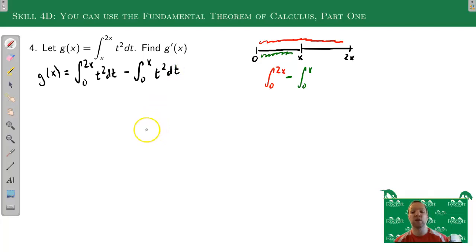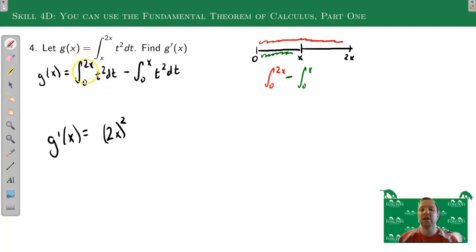All right, so I haven't done the derivative yet. I've just rewritten it so that both of these integrals start at a number. And now I can take the derivative, g prime of x. This first derivative is similar to the last example. I plug 2x into t squared. But because it's not just an x here, I have to do the chain rule. I have to multiply by the derivative of 2x, which is just 2. All right, and I subtract. This derivative is much simpler because it's just an x. I just put the x in and get x squared. This one, I can do a little bit of simplifying. 2x squared is 4x squared.